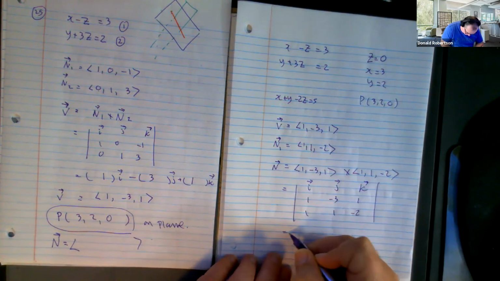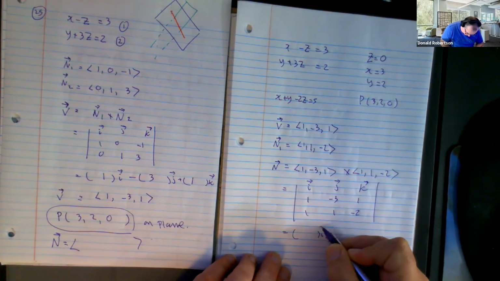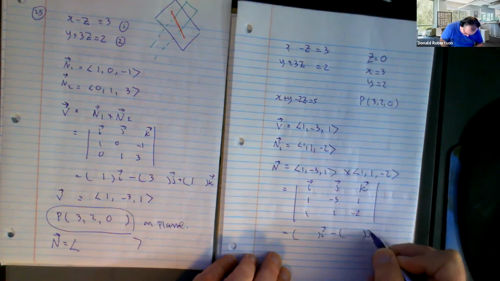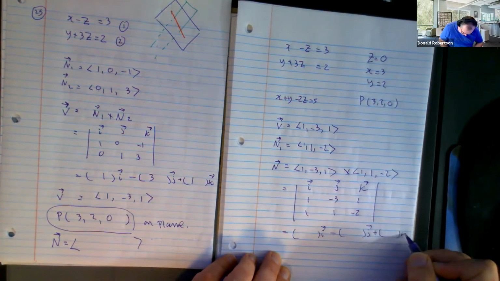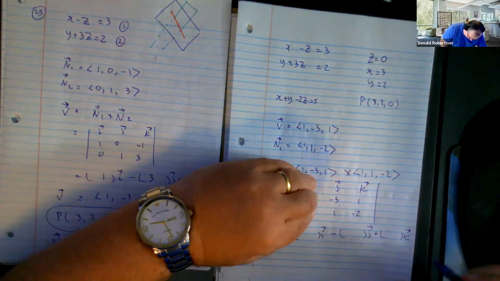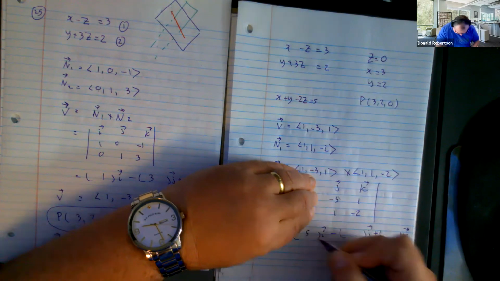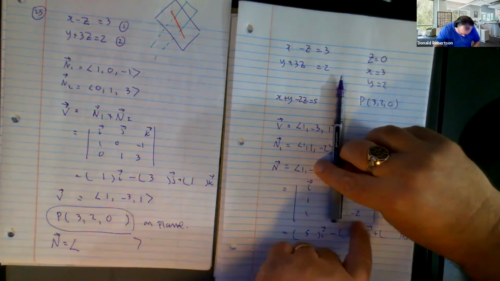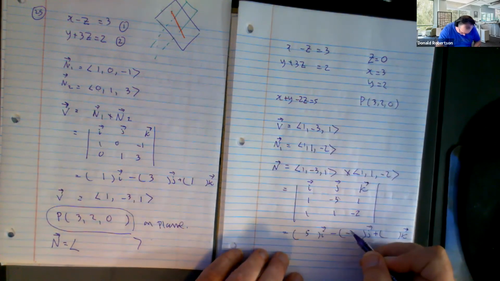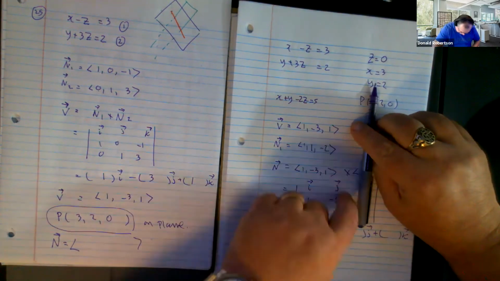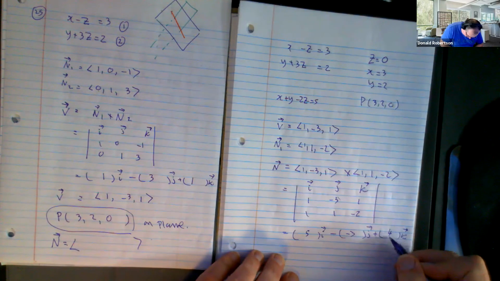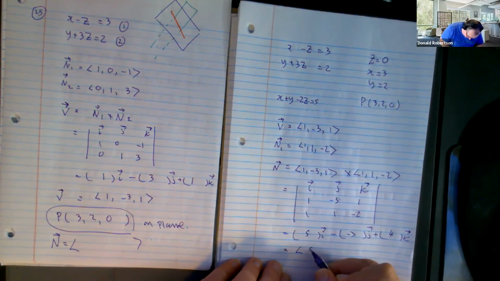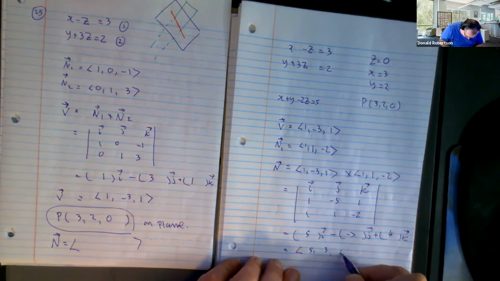So it's going to be so many i's, take away so many j's, plus so many k's. So 6 take away 1 gets you 5. Negative 2 take away 1 gets you negative 3. And 1 take away that guy gets you 4. So I am looking at 5, 3, 4.